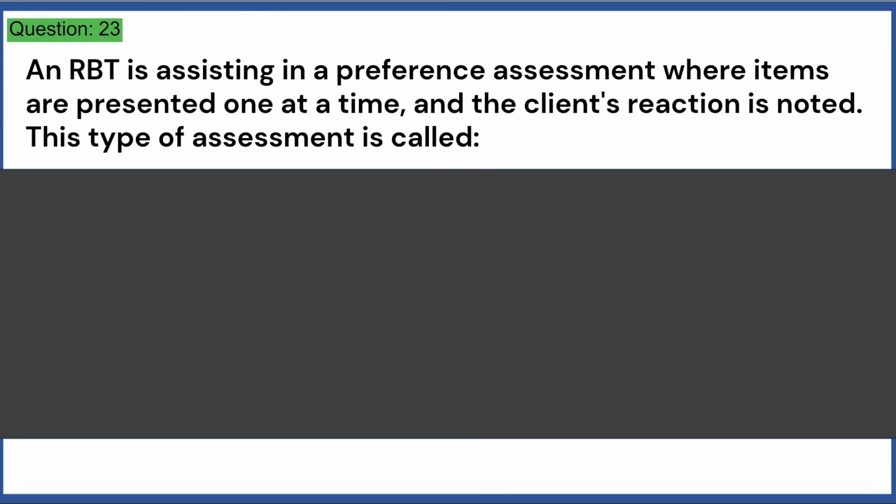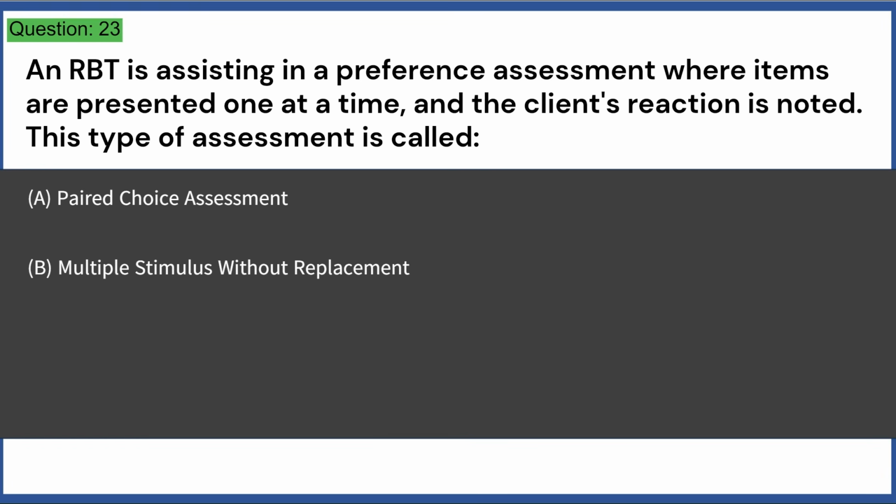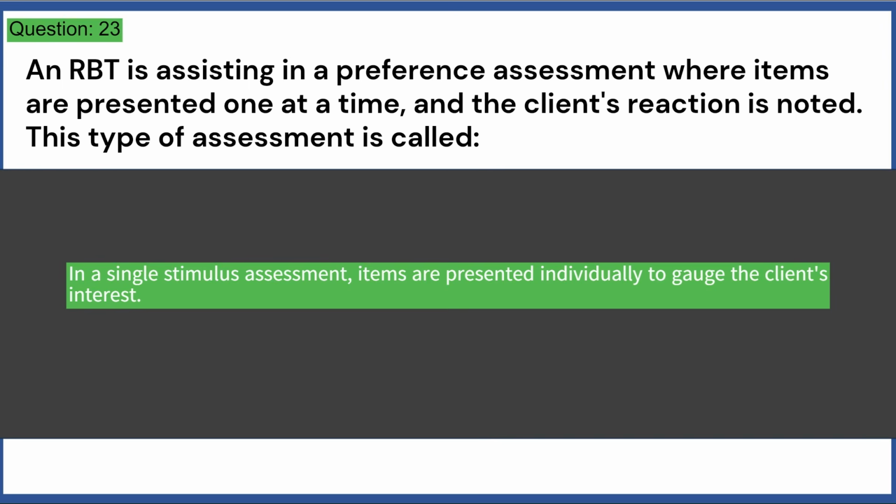An RBT is assisting in a preference assessment where items are presented one at a time and the client's reaction is noted. This type of assessment is called: A. Paired choice assessment, B. Multiple stimulus without replacement, C. Single stimulus assessment, D. Free operant assessment. Answer, C. In a single stimulus assessment, items are presented individually to gauge the client's interest.